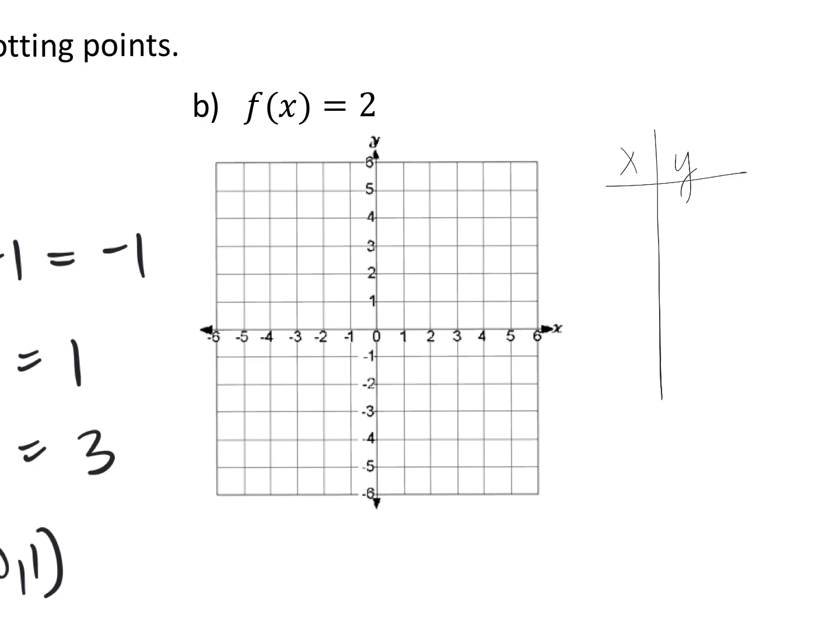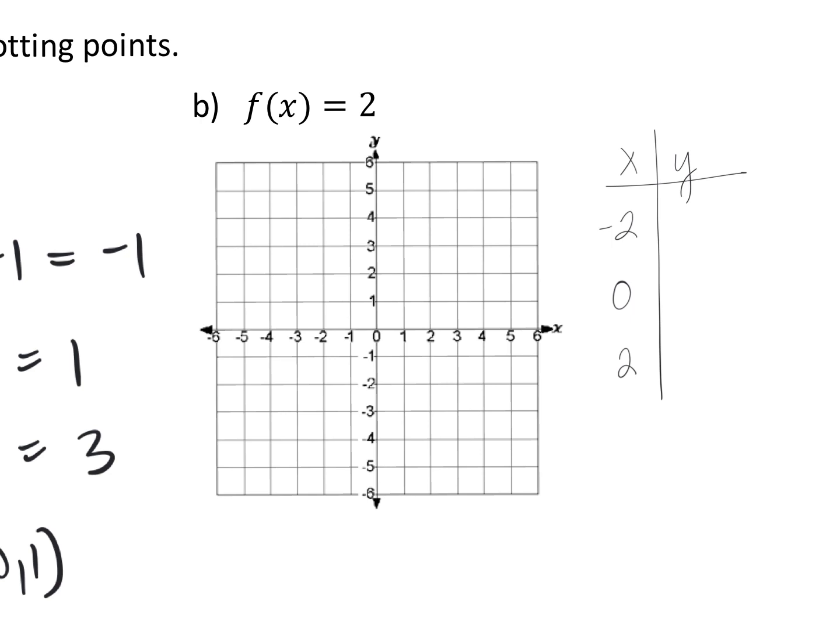Let's pick, again, a negative, 0, and a positive number. x is negative 2, x is 0, and x is positive 2. Usually those are the ones I pick. There are times when you can't pick these numbers, but it's a good direction to take to always pick a negative, 0, and a positive.